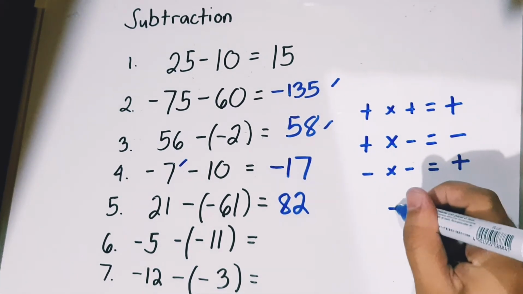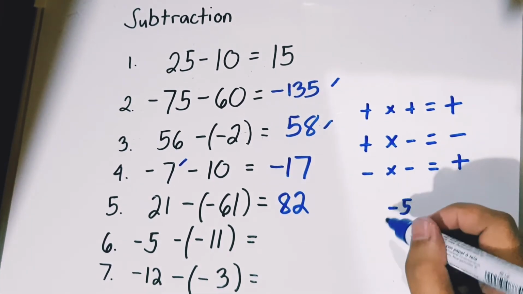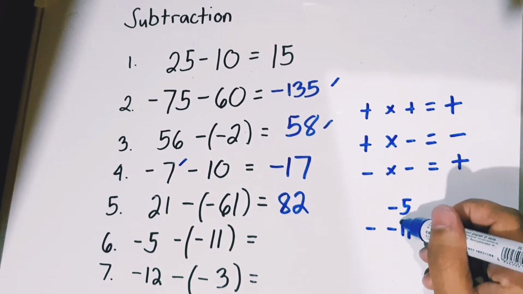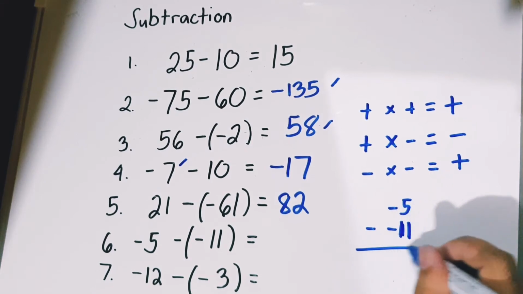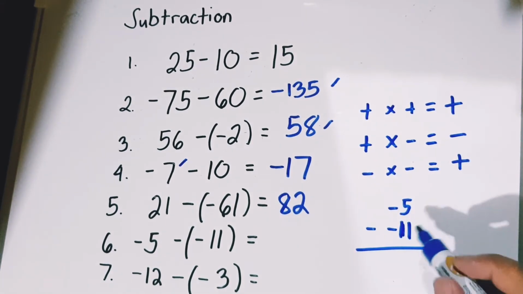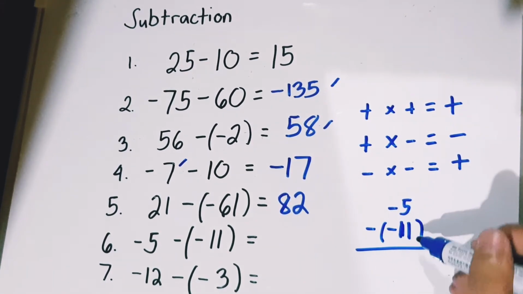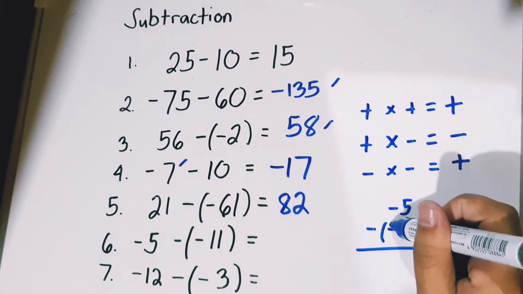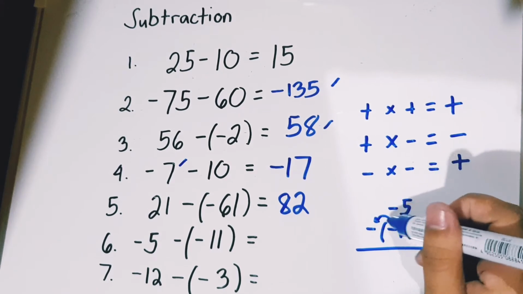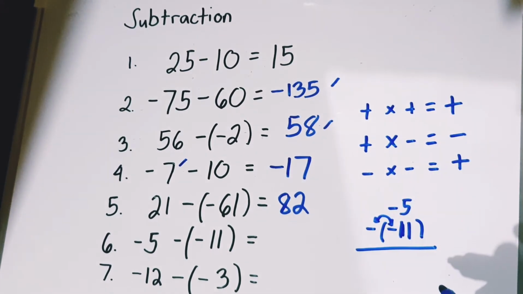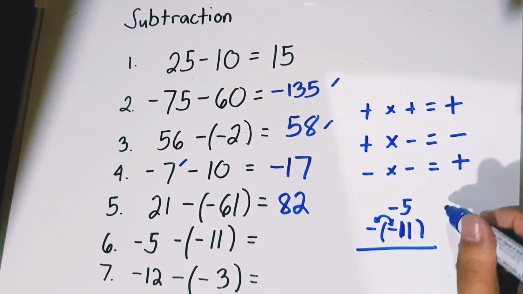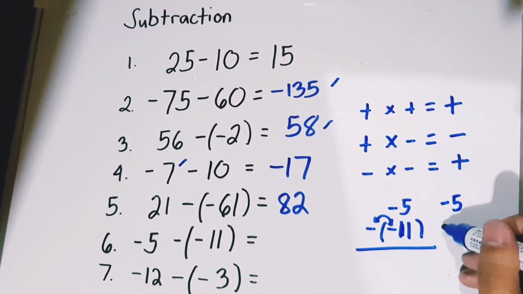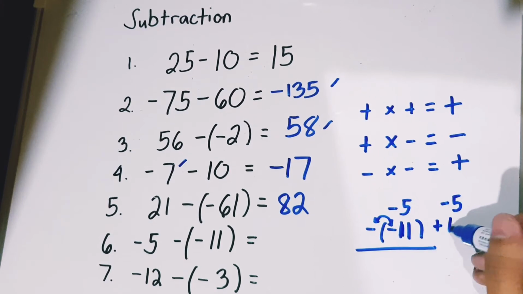So if we put negative 5 minus negative 11, if we subtract this one, let's multiply the signs. This one and this one. Only the signs. So it will become negative 5 plus 11.